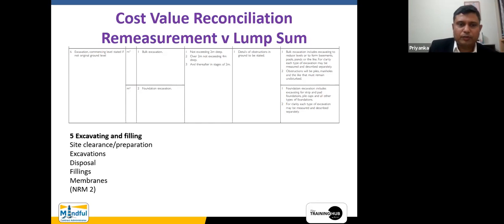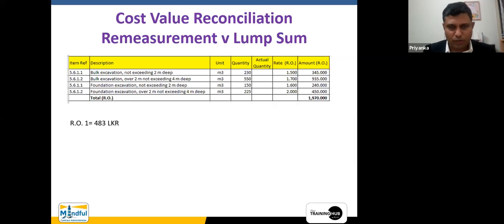Okay. So then let me go into the normal type of BOQ that has been prepared based on NRM. So item reference signifies the code of NRM1.